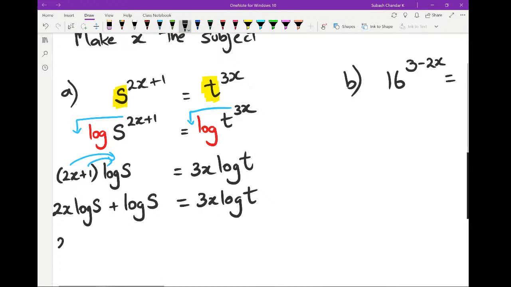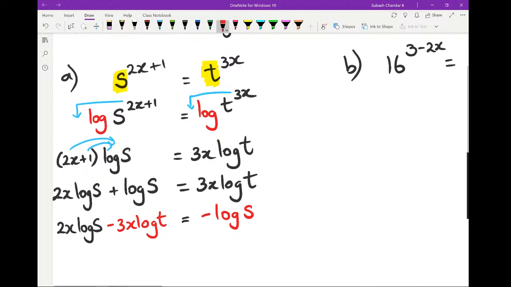So what we've got is, I'm going to leave 2x log s here, but I'm going to bring over the 3x log t. When I bring it over, it's going to become minus 3x log t, and this is all equal to log s. If I take it to the other side, it is going to become minus log s. Nah, OneNote actually died.